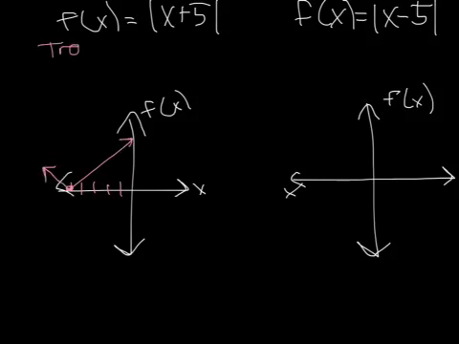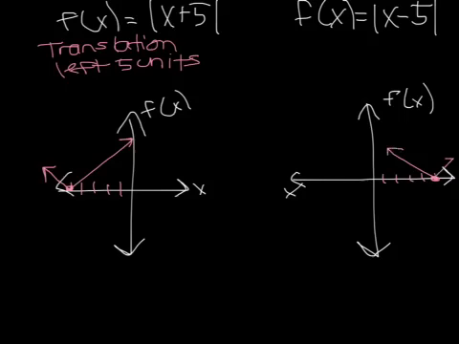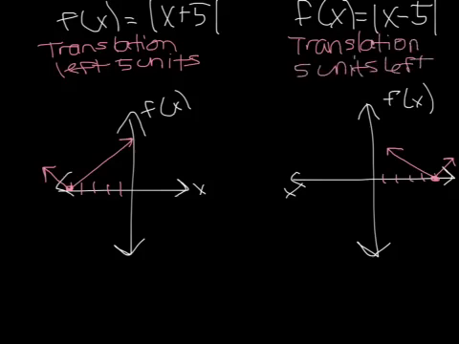So this was a translation left 5 units. Whereas when it was minus, it moved it right 5 units. So it started here, same size and shape, but it translated it left 5 units. So when it's adding inside of the absolute value brackets, addition means left, and when it's subtracting inside, it means move it right.